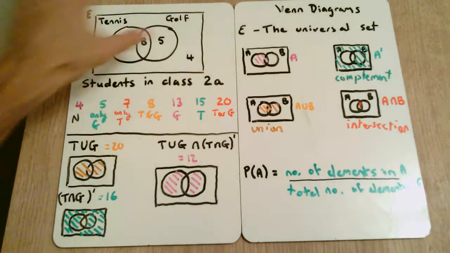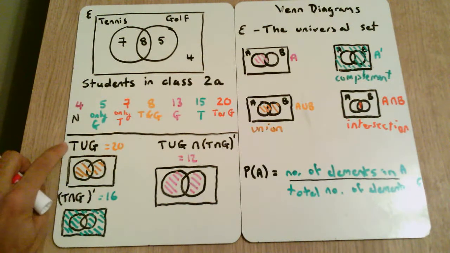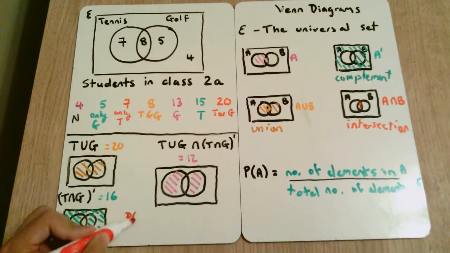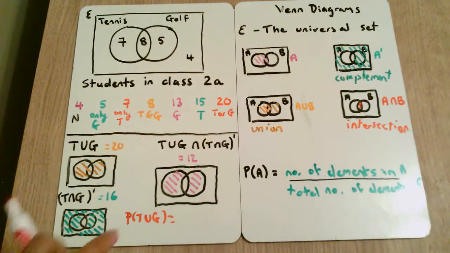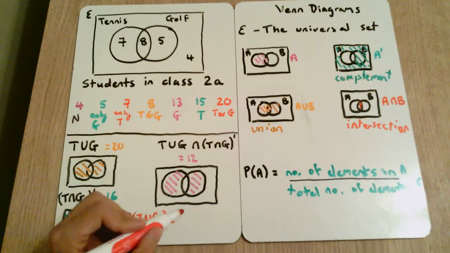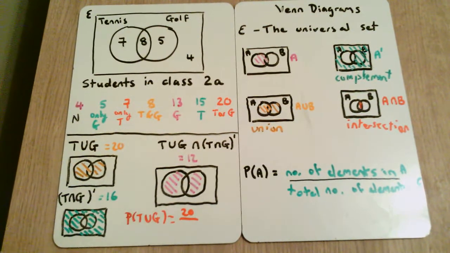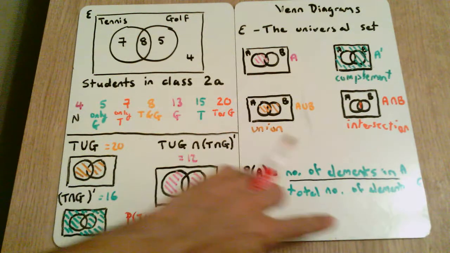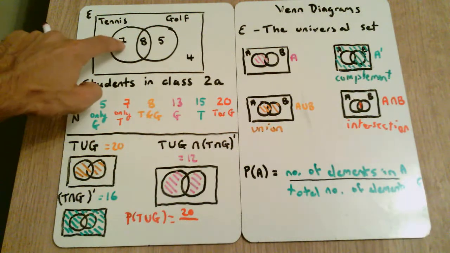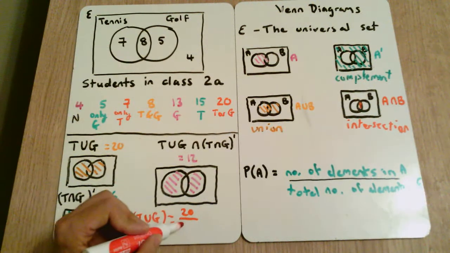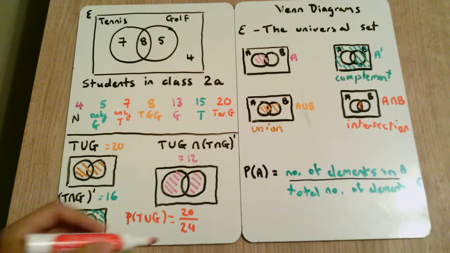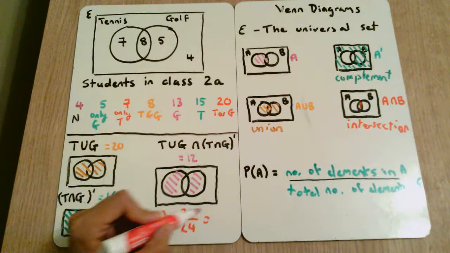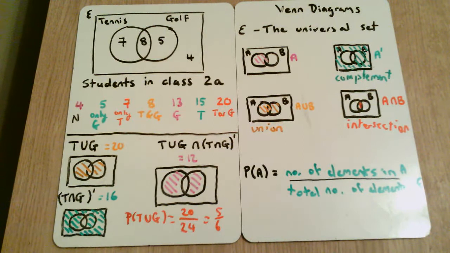So if we bring this just back to this over here, if I said what is the probability of picking someone at random from this class and getting T union G, so probability of T union G is the number of people or number of elements in T union G, which is the 7, 8, 5, which is 20. And we divide that by the total number of elements in the universal set. So in the universal set, there is 7, 8, 5, and 4. So that makes 20 out of 24, because there were 24 people I could have chosen from. Now we can leave it like that, but it's better probably to simplify. We simplify by dividing both by 4, we get 5 over 6.